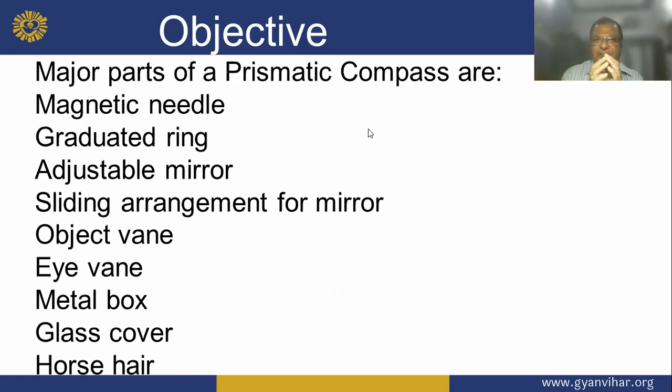The major parts of the prismatic compass are the magnetic needle, graduated ring, adjustable mirror, sliding arrangement of mirror, object vane, eye vane, metal box, glass cover, and horse hair. Now you are thinking why I am telling horse hair. Yes, the horse tail hair we have used in the compass for the fixing of the line of collimation. Correct?